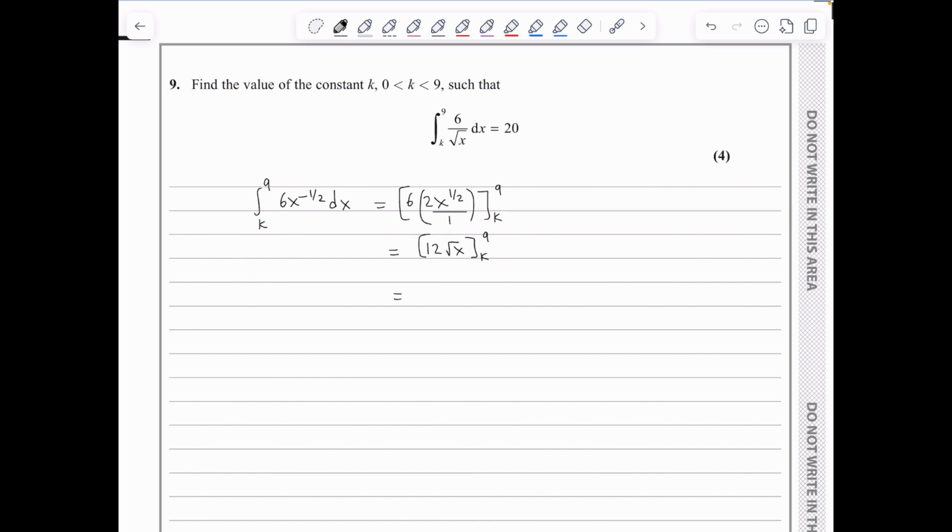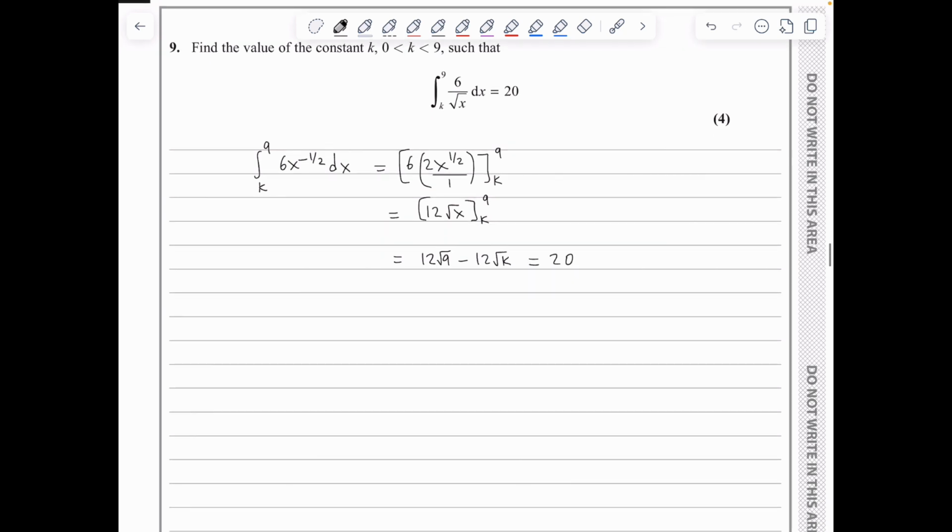I will substitute the upper limit, so it's 12 root 9 minus 12 root k, and this is equal to 20. Now 12 root 9 is 12 times 3, which is 36. So we've got 36 minus 12 root k is equal to 20, which takes me to 16 being equal to 12 root k. Now 16 over 12 simplifies to 4 over 3, which is the root k, and therefore if I square everything, you get that 4 over 3 squared is the value of k, and we arrive at 16 over 9 to be the value of k.